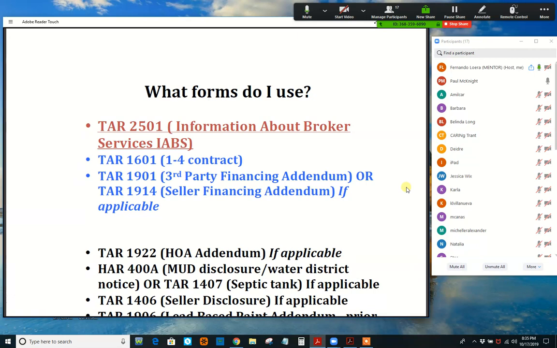One thing that's very confusing to new agents is, wait a minute, why are there two? It's a little bit confusing. So the seller financing addendum is when the seller is selling it as owner financing. You can consider that another description would be owner financing. So that means the owner is actually becoming the bank. So you would use the seller financing addendum. But if it's not owner financing, then you use the third party financing addendum. So that would be FHA, conventional, VA, and so on and so forth.